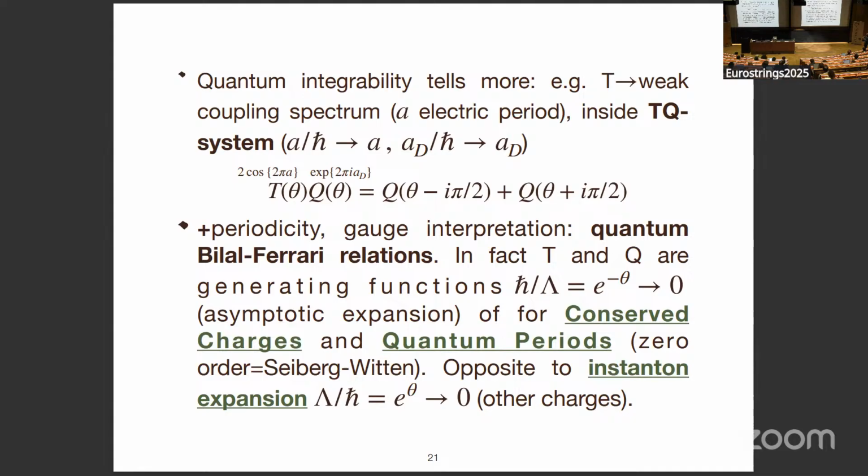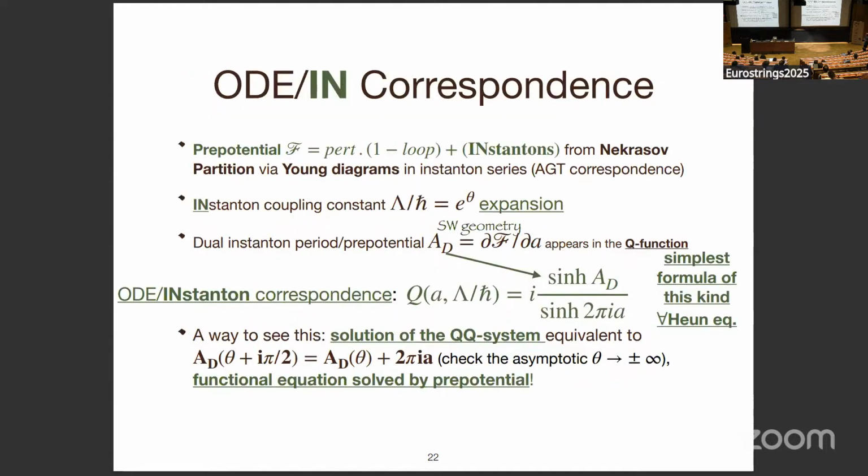And also, elaborating a little bit, in this way, you find the so-called quantum periods. At zero order, you get Seiberg-Witten and then the quantum corrections. But now we want to focus on the other regime, which is the one in which you have the instanton expansion, which is instead not asymptotic but convergent, okay? When lambda, the instanton coupling, goes to zero. This is the Nekrasov-Shatashvili expansion.